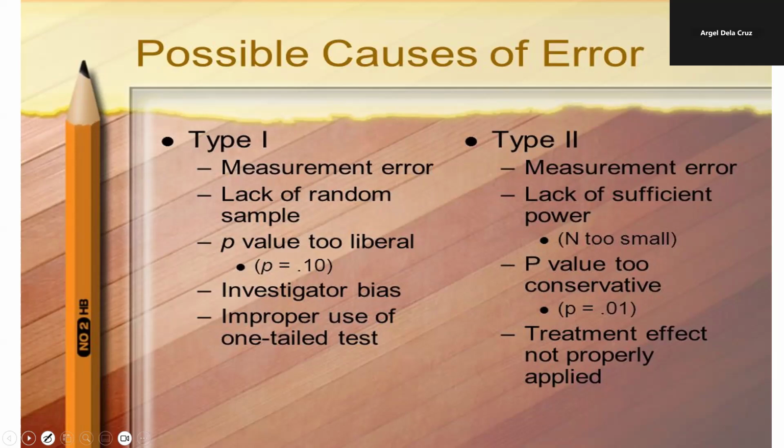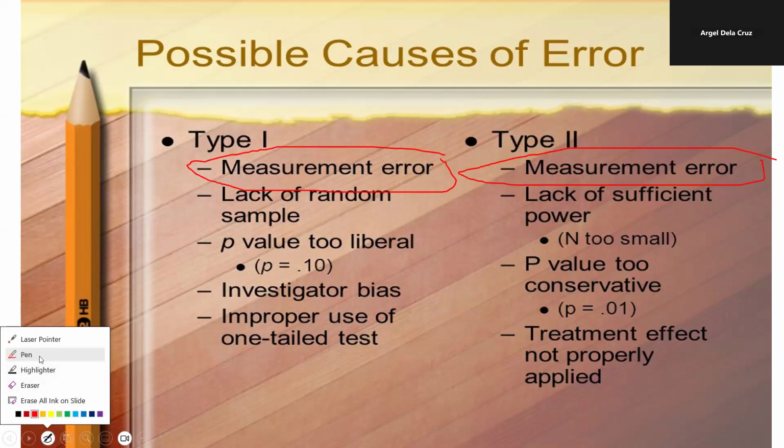For type 2, again, measurement error. What is the number one cause of measurement error? To put it in context, it is the wrong use or inadequate construction of your instrument. Whether you adapt or construct your instrument, if you have committed some error along the way, it will manifest as type 1 or type 2 error.